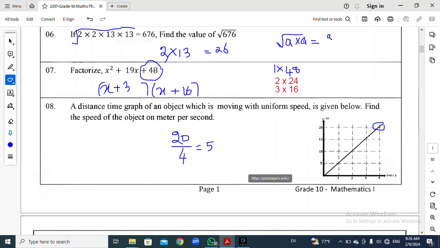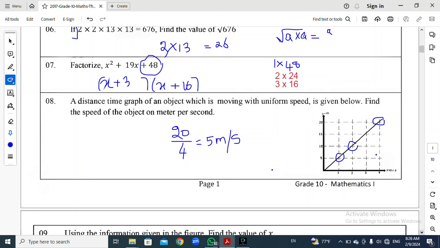So we have to mention meters per second. You can choose any number. Yeah, you see 5 by 1 or 5 over 1, 5. You can take this one, 10 over 2, that's also 5. That is called the uniform speed.